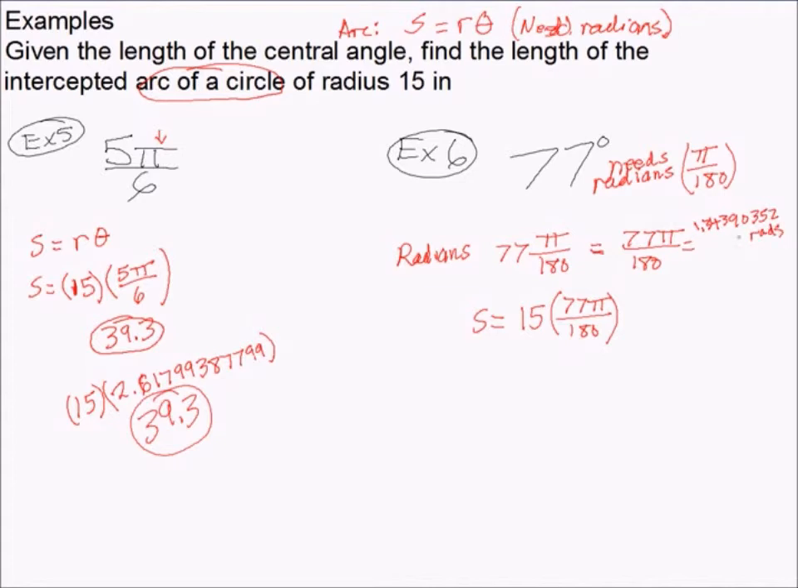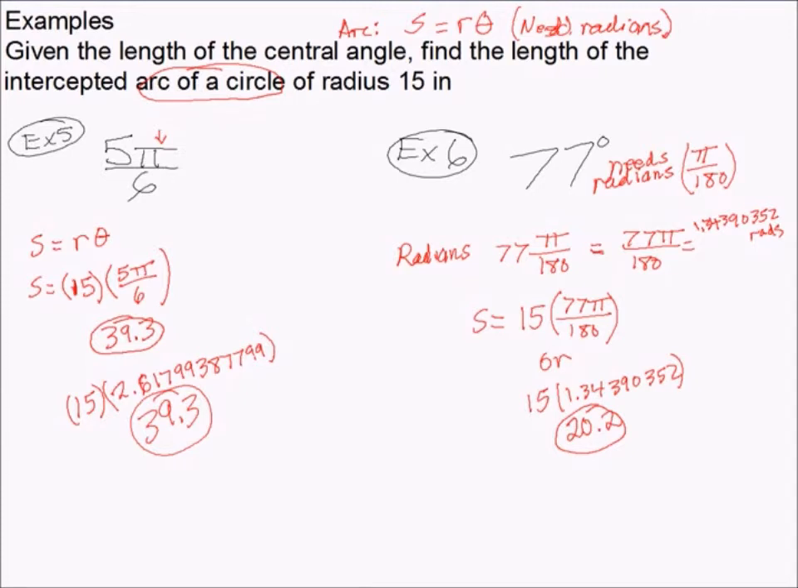Okay, and then I would say 15 times, and I will put in here, remember I can't round until the end of a problem, 1.34390352, and when you do that, you would get 20.2. Okay. So if you plug in the calculator like this, or you plug in the calculator like this, you're going to get 20.2. Okay?